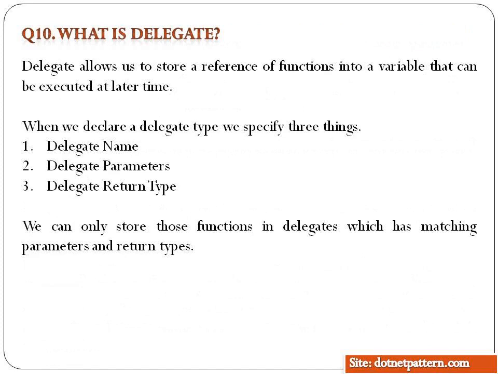Question 10. What is delegate? Delegate allows us to store a reference of functions into a variable that can be executed at a later time. When we declare a delegate type, we specify three things. First, delegate name. Second, delegate parameters. Third, delegate return type. We can only store those functions in delegates which have matching parameters and return types.